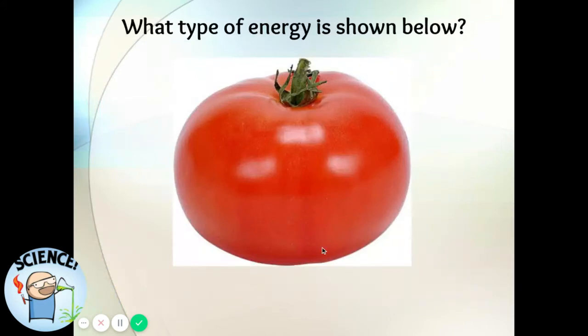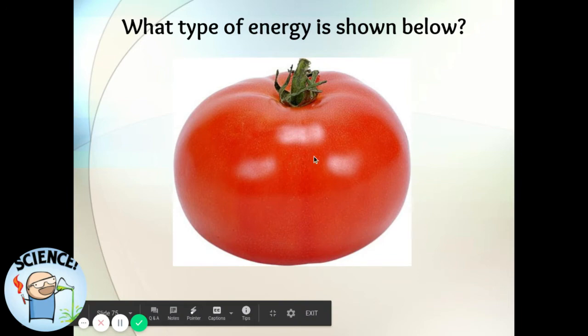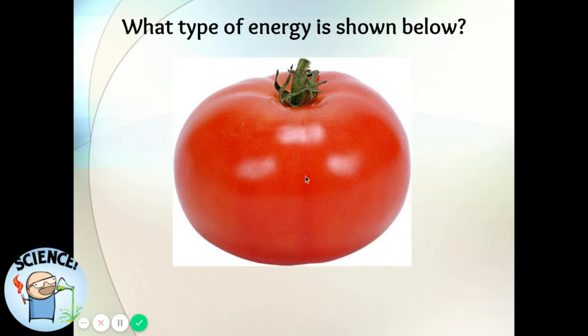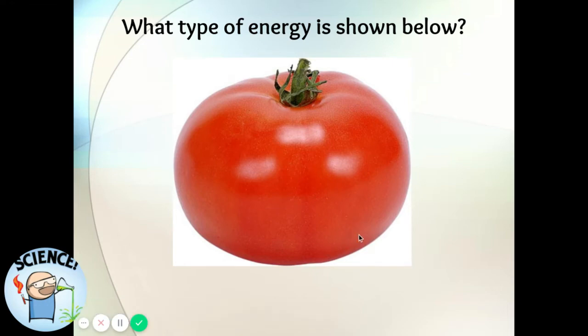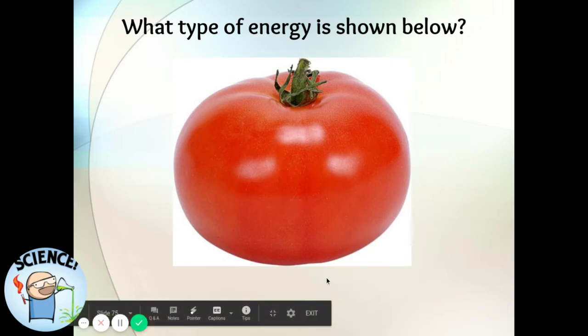So this is a picture of a tomato, which is food. This is a plant, and plants undergo photosynthesis, so that would be an example of chemical energy. If you were to eat this tomato, your body would digest it to get energy from it, which is also an example of chemical energy.